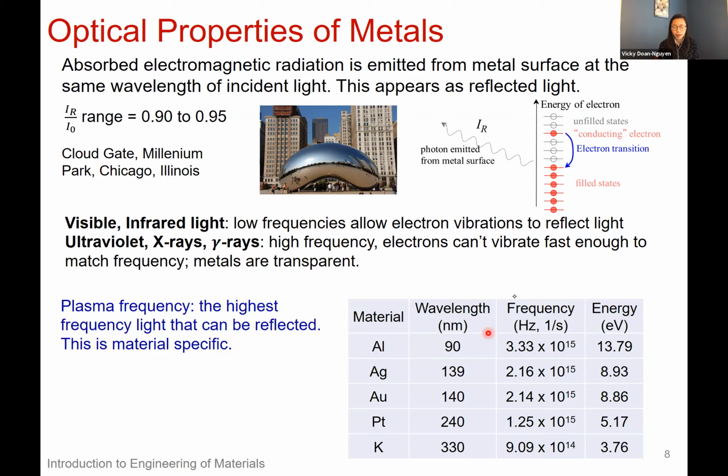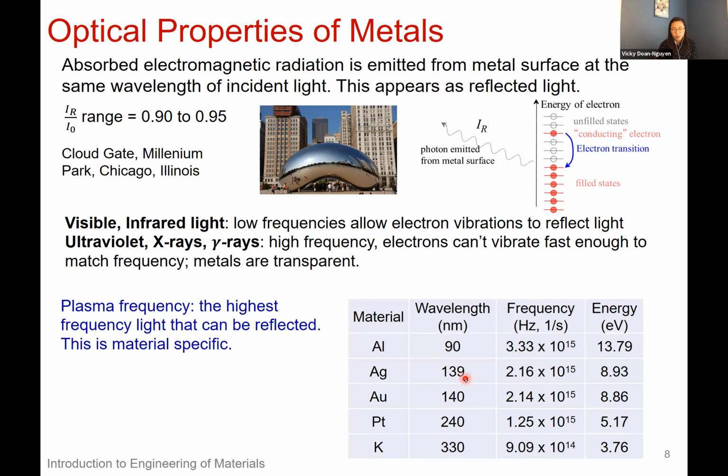So what do we mean by that? Here are the wavelengths, right, in nanometers for different highlighted materials. So here it's 90 nanometers for aluminum, 139 for silver, 140 for gold. So this is the shortest wavelength that can be reflected. So what happens if a wavelength is shorter than this? Well, then your material becomes transparent, and that photon can actually go through the material.